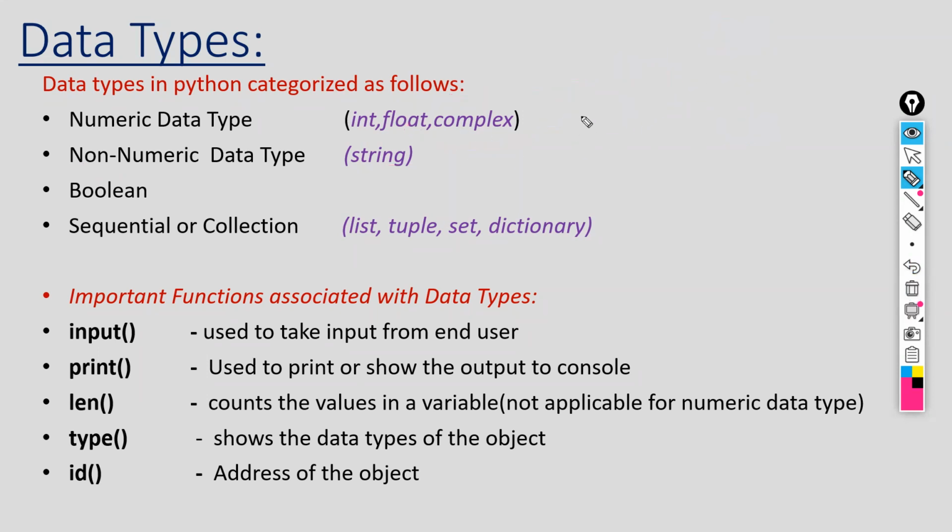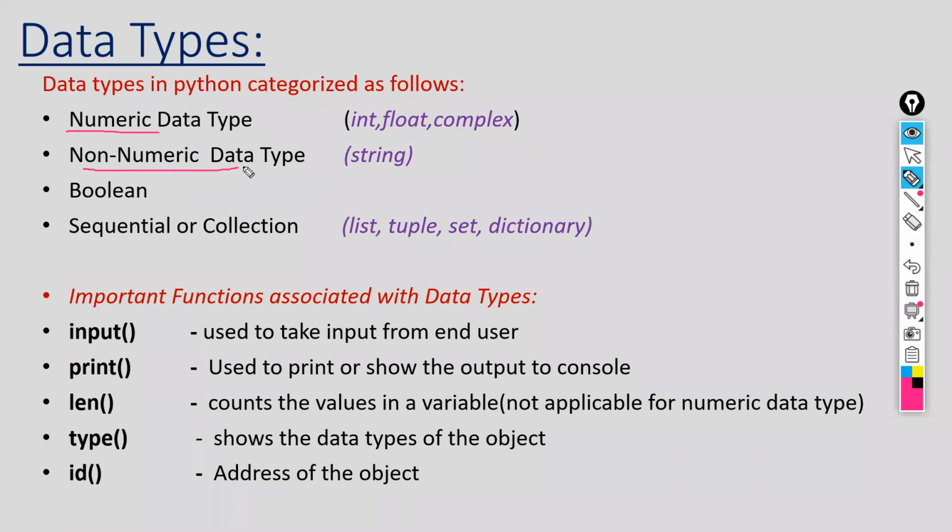Complex means a plus jb. This is the real value, this is the imaginary value. 10 plus 5j: this is the real value, this is the imaginary value. Individually, we'll discuss more about those. Just remember these things.